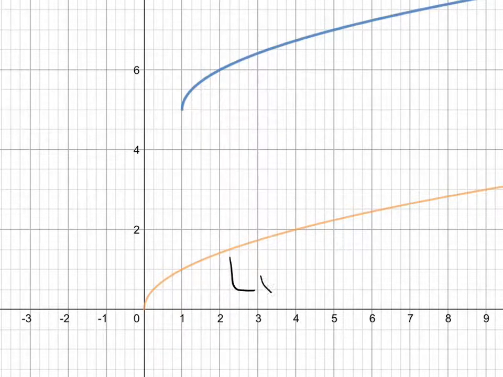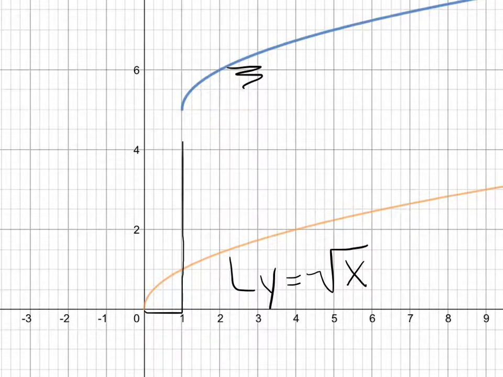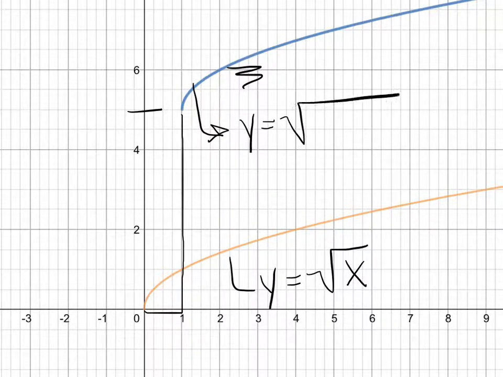Parent function is y equals the square root of x, but this one here has been moved over 1 and then up 5. Over 1 and then up 5. So y equals the square root of x minus 1 to move it to the right, and then on the outside we're going to have plus 5.